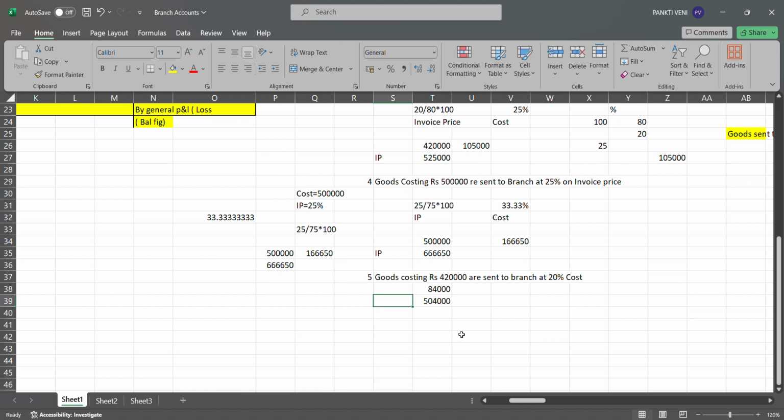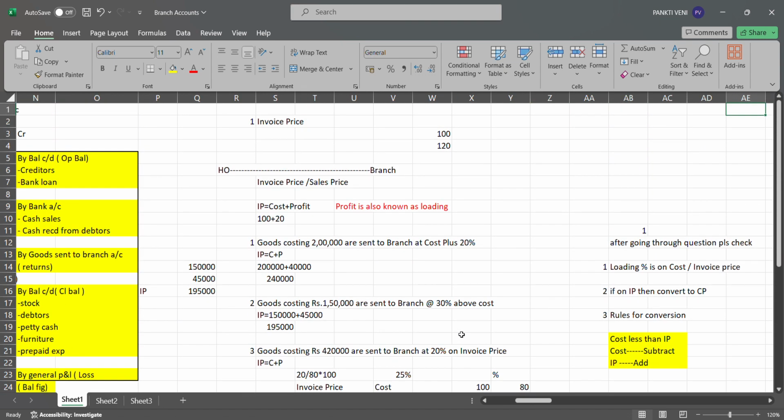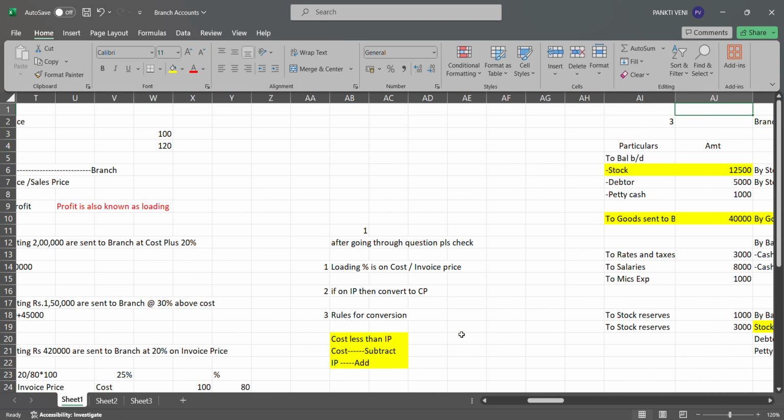Then we have the fifth illustration. Goods costing rupees 4,20,000 are sent to branch at 20% on cost. So 4,20,000 is the cost and the 20% percentage is also on cost. So 4,20,000 into 20% is 84,000. So 4,20,000 plus 84,000, I'll have 5,04,000. So this much part is done.